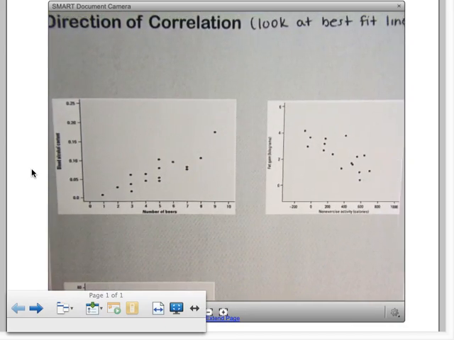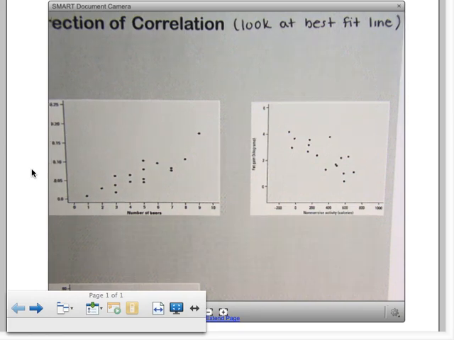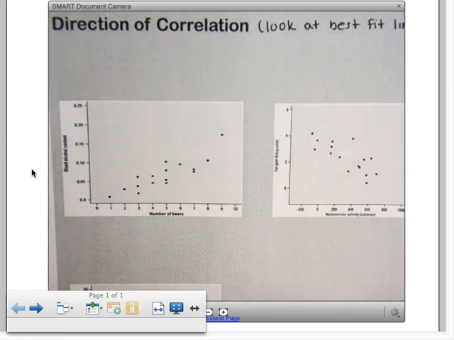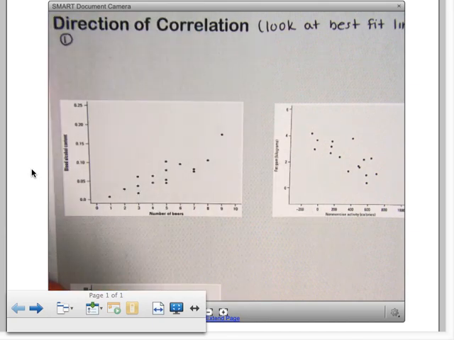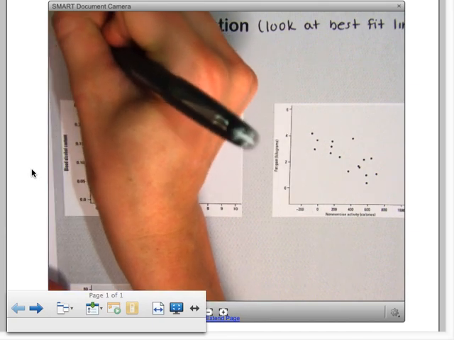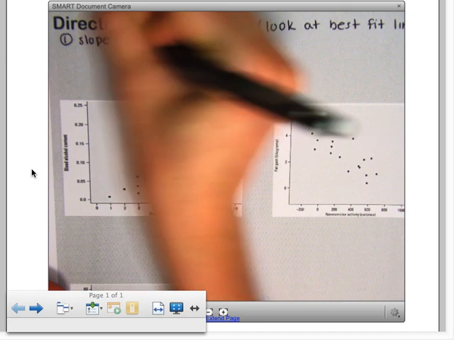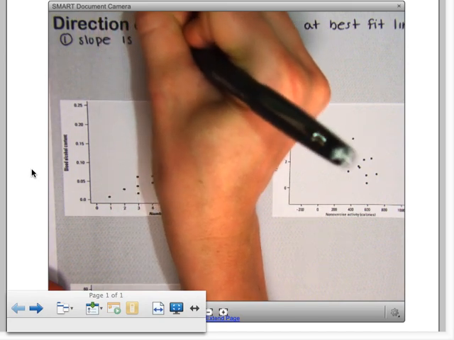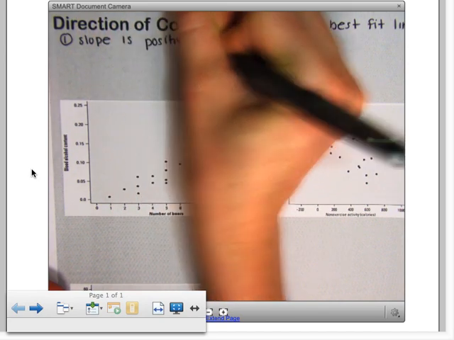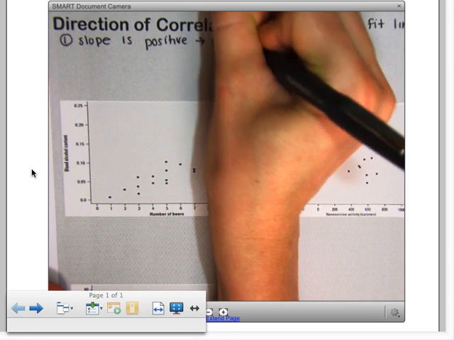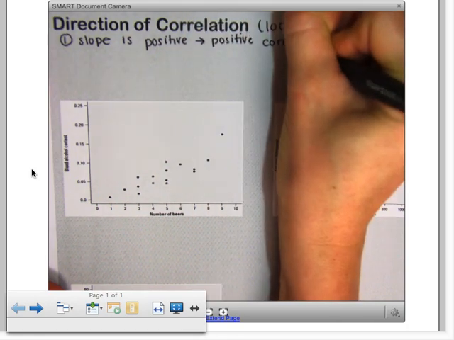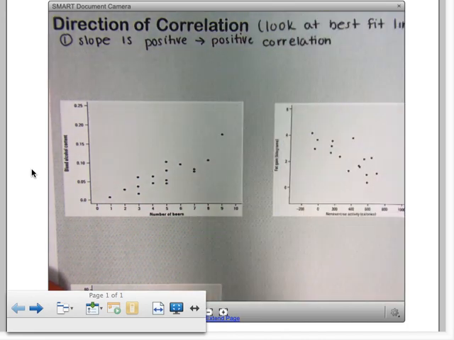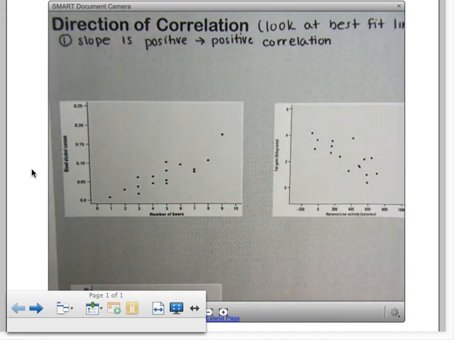And the last part got cut off, it just says look at the best fit line. So there are 3 cases when we have direction of correlation. Case 1, if the slope is positive, then we say it's a positive correlation. Okay, and when we're talking about slope, I just mean the slope of the best fit line.